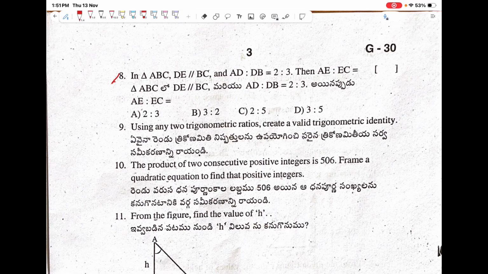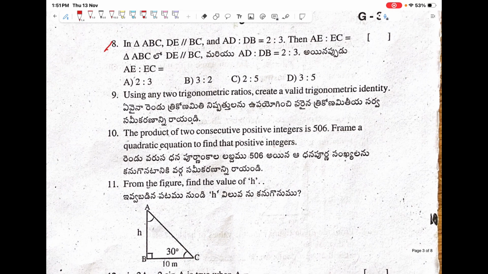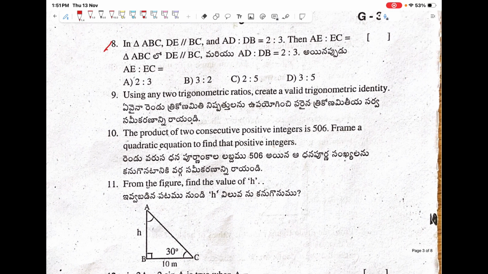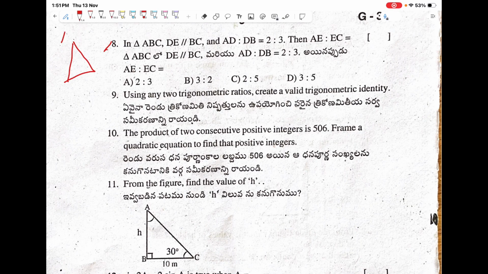Come to question number 8. What is given here? In triangle ABC, DE is parallel to BC, and AD is to DB equal to 2 is to 3, then find AE is to EC. In the triangle, we use the basic proportionality theorem. According to the basic proportionality theorem, you see in triangle ABC, DE is parallel to BC.